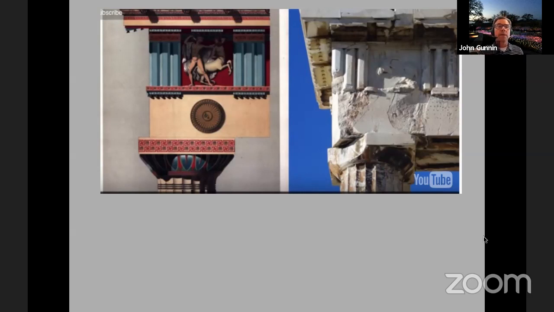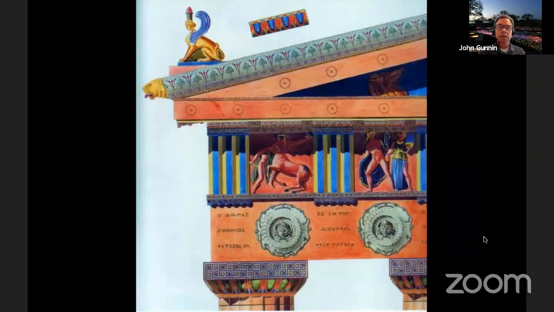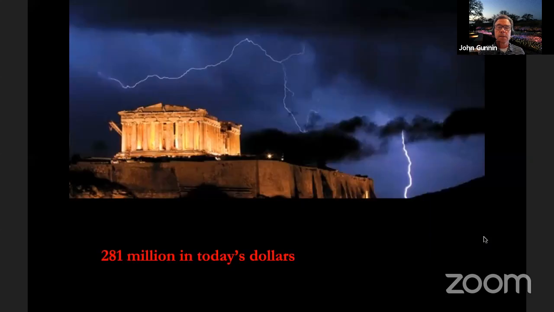But that rectangular shape is called a metope. Okay, this is the amount of money they spent in terms of today's dollars on this.